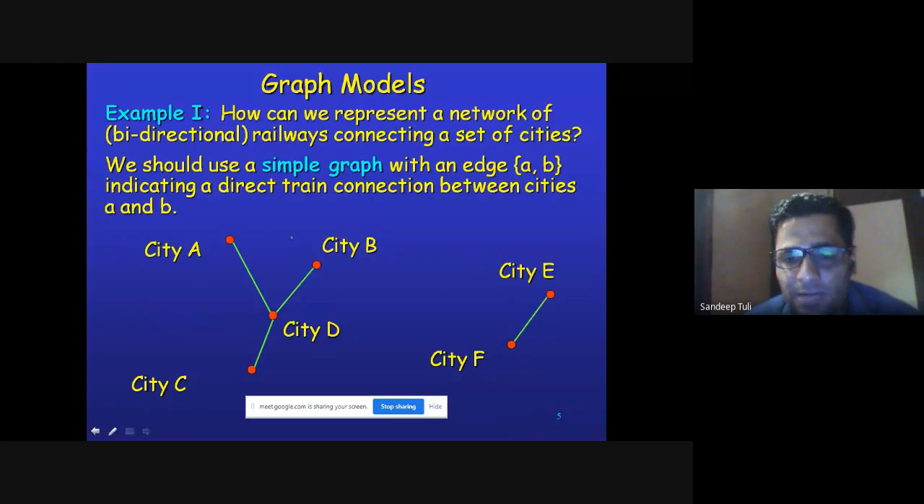Okay. Likewise, you can see that. Suppose A, B, C, D are cities. What does the edge between A and D mean? There is a railway connection between A and D. It means it is bidirectional. From A to D we can go, and from D to A also we can go back. Is it okay now? Similarly, there are edges between these different cities. But is there any edge between B and E? Is there any connection between city B and E?